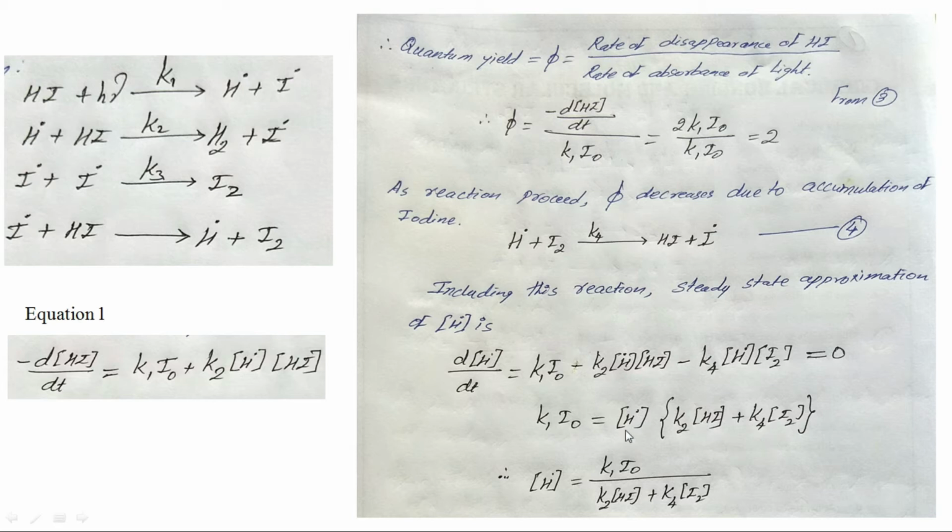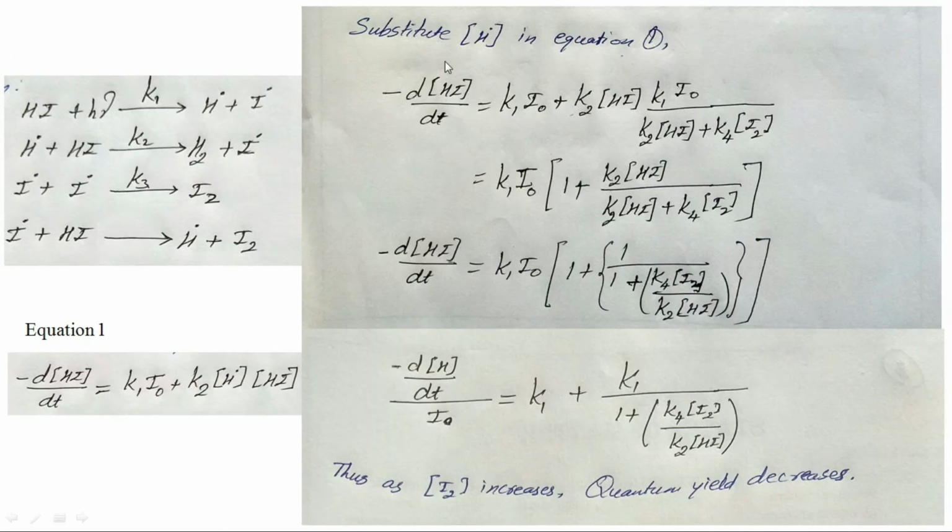In the next step, keeping hydrogen free radical concentration on one side, let me shift the terms within the curly bracket to the other side, and we get the molar concentration of hydrogen free radical as shown in this particular equation. Now I will substitute that hydrogen free radical in equation 1, which we have derived earlier.